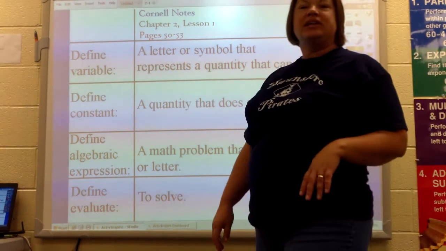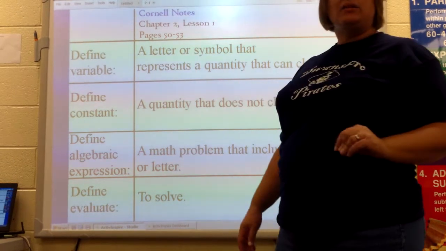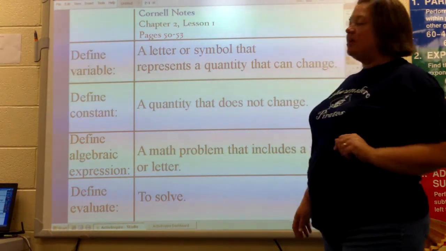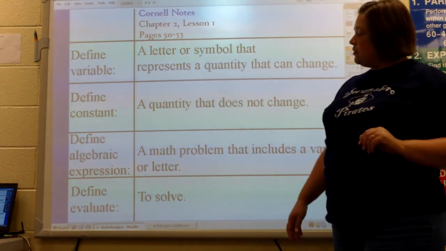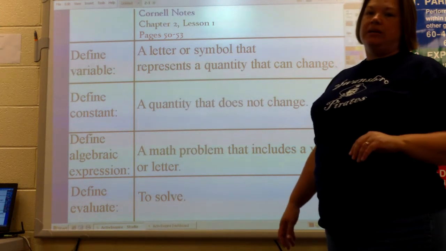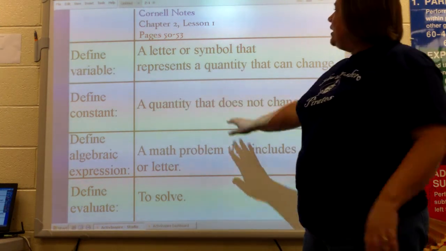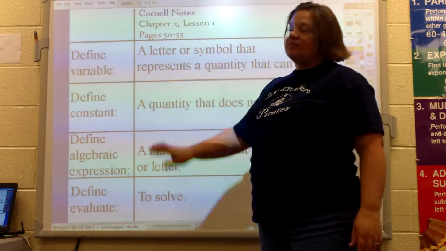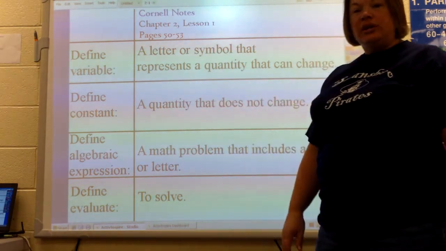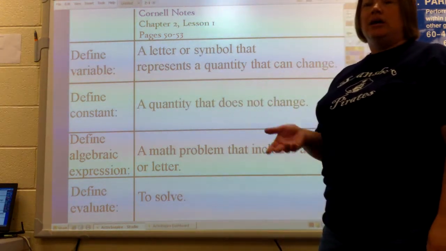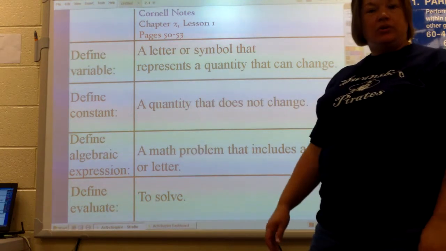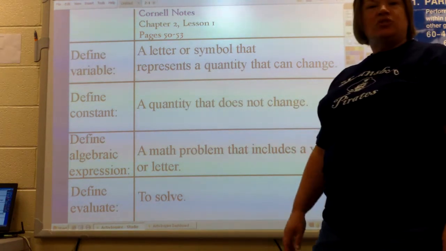Hi, today we're going to look at Chapter 2, Lesson 1, which is talking about variables, constants, algebraic expressions, and just evaluating. It is located in your textbook on pages 50 to 53, so if you want to look at your textbook and follow along with the video, you can. We have 4 definitions from this chapter.